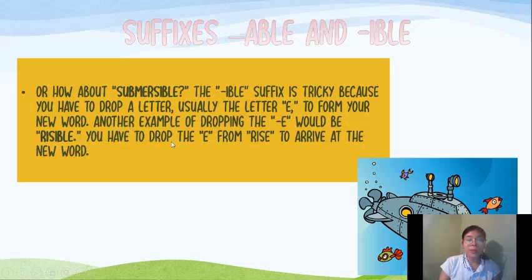You have to drop the E from the word rise, as I said before. Here we have the E, yes, we have to take it out, and we have to do this to arrive at a new word. So we take out the E and we put an I. So no E, we write an I, and then our suffix, VLE.